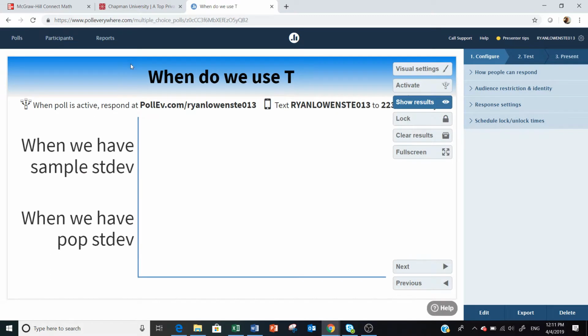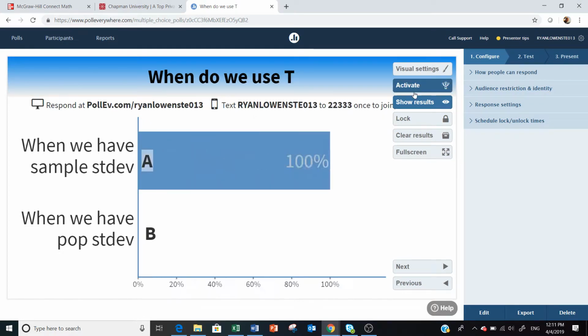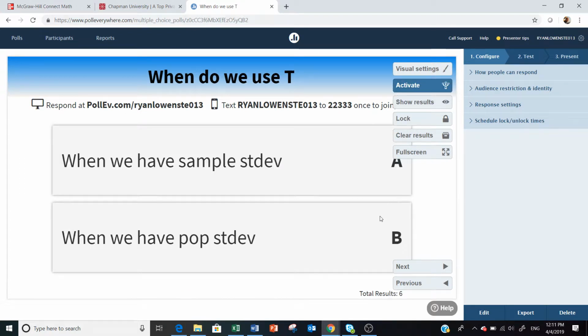It's Ryan Lowenstedt 013. Don't ask me why it's Lowenstedt. That's not my last name. My last name is really Lowenstedt. Oh, I put it on. Okay, don't be persuaded by other people's answers. For all we know, everyone could have been wrong. That's true. Right, okay.